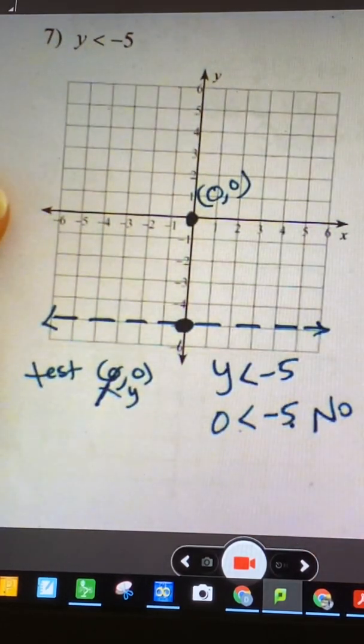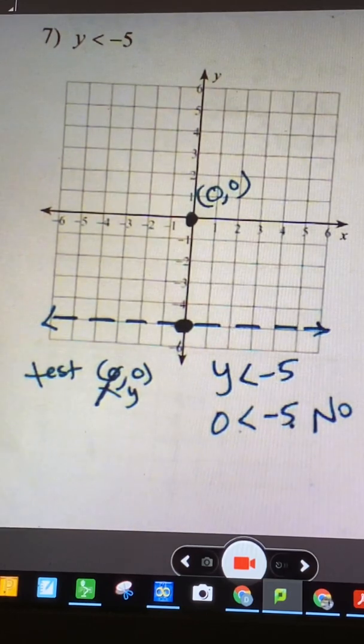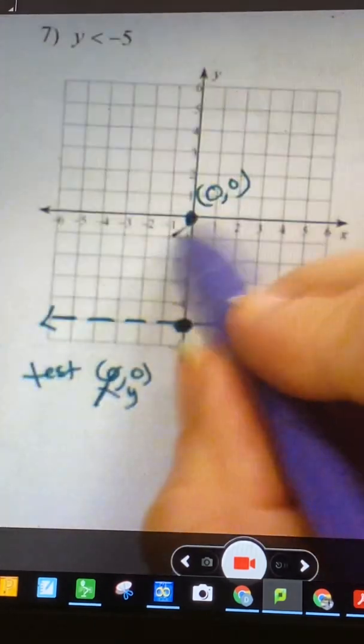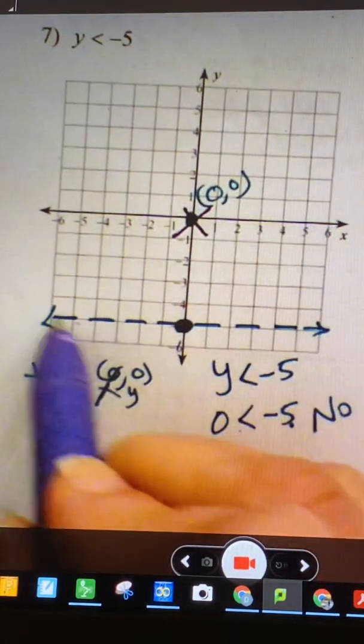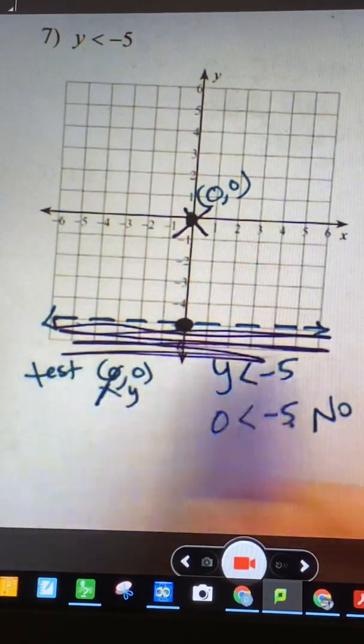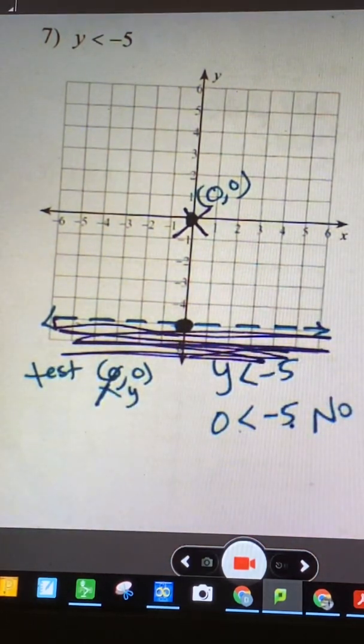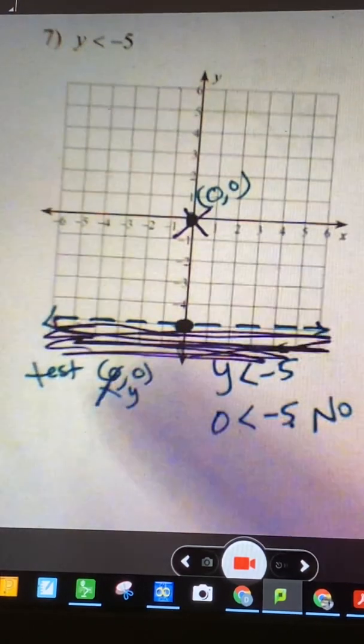No. And remember, if it's not true, you shade the side that does not include the test point. So that would be this one down here. And it would go on forever down, okay? Sometimes you'll shade up here, sometimes you'll shade down here.